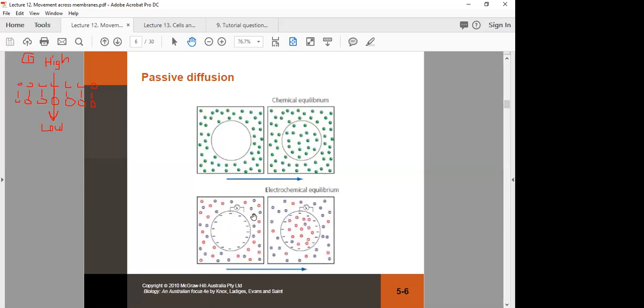The cations in red are the ones that will most likely move into the cell, because, as we said earlier, opposite charges attract, like charges will repel each other. And that's what you can see here. Predominantly positively charged ions have moved into the cell to balance out those negative charges. So this is an example of both electrical and chemical equilibrium. But once again, this is not a desired state for the cell.